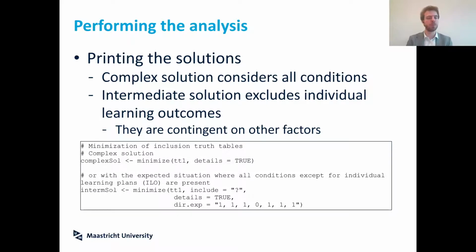Now, once the truth table was constructed, we printed the complex and the intermediate solutions by minimizing the truth table. As you can see in this piece of code, the complex solution, which was saved to the vector complex sol, is a minimization of truth table 1, in which details were shown. According to literature, individual learning plans or individual learning outcomes were contingent on other variables that were also in this analysis. So we decided to do an additional analysis of the intermediate solution, removing the individual learning outcomes as a variable.